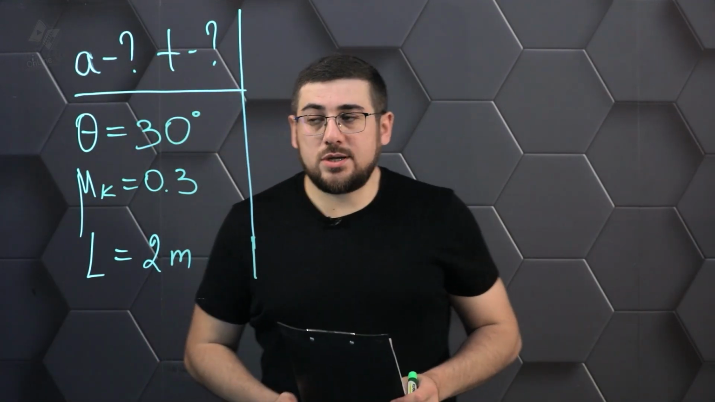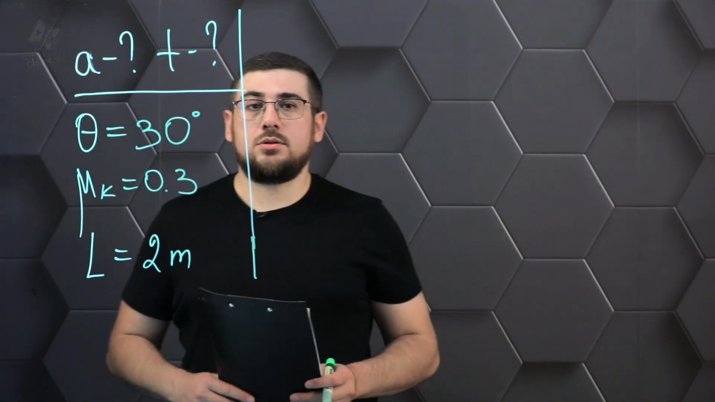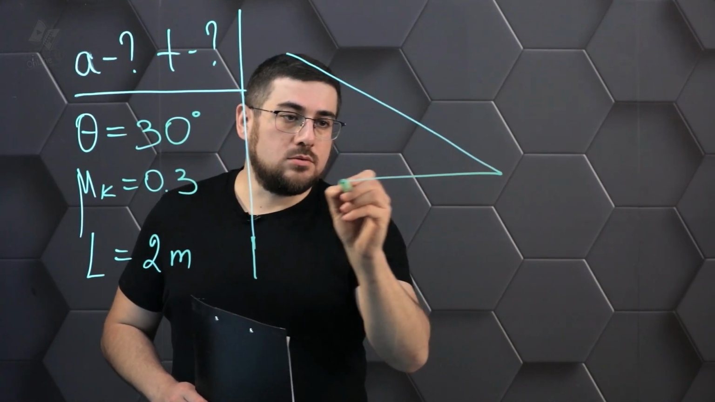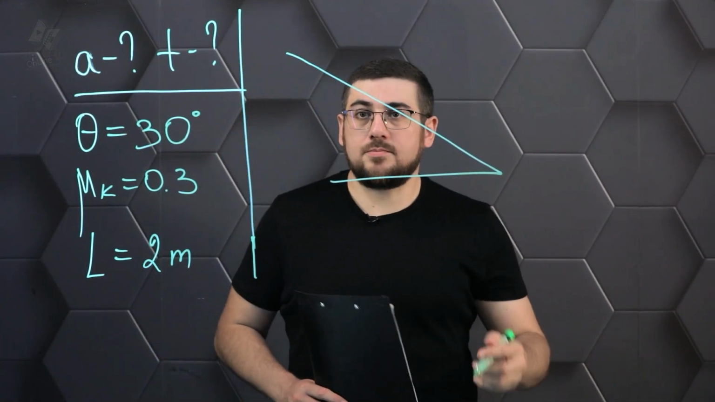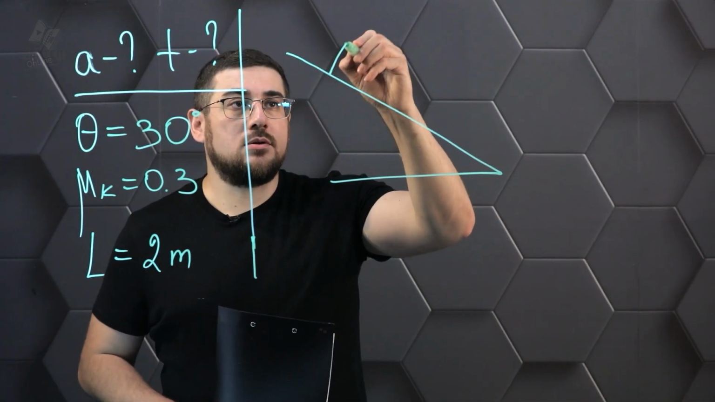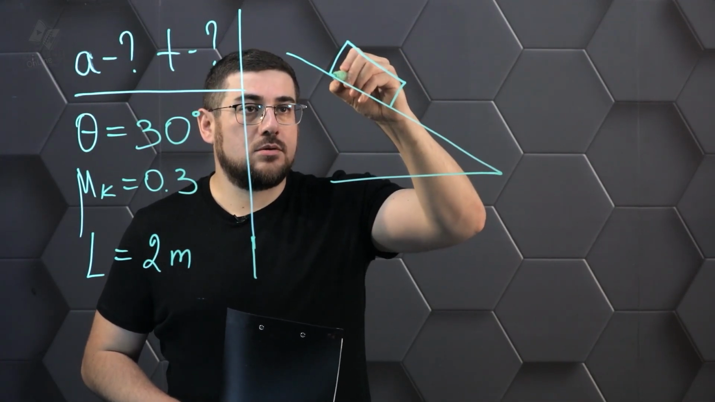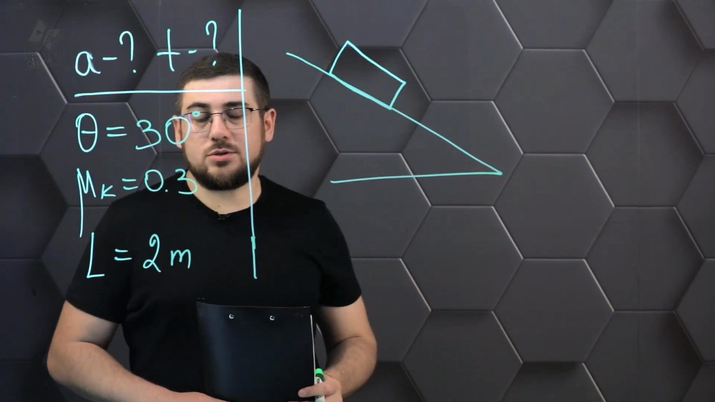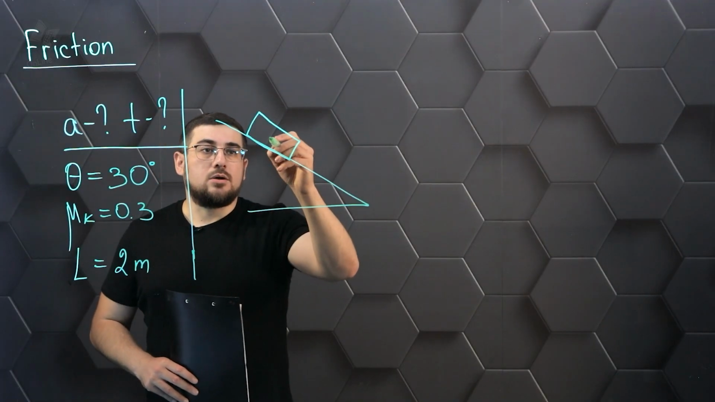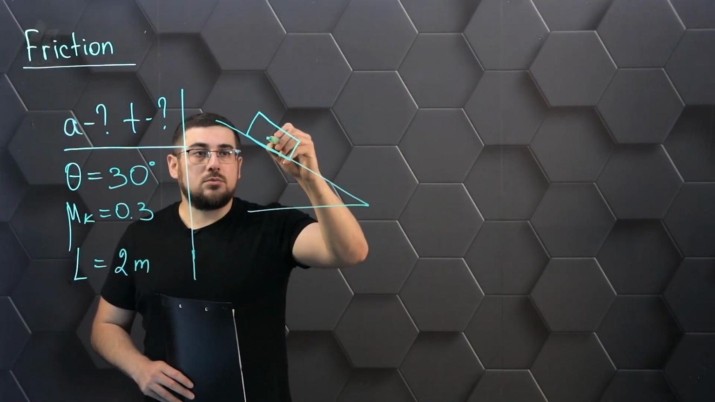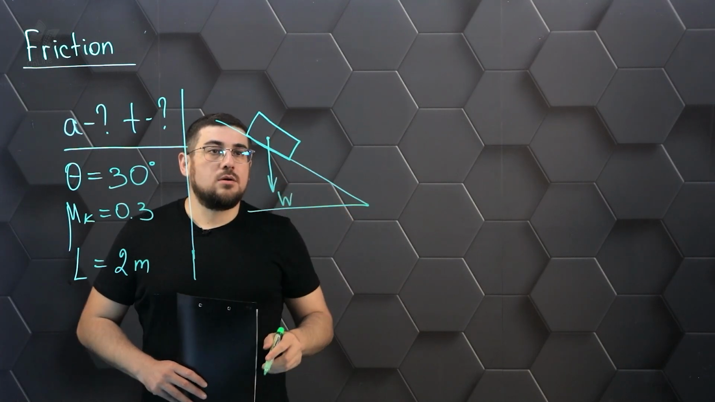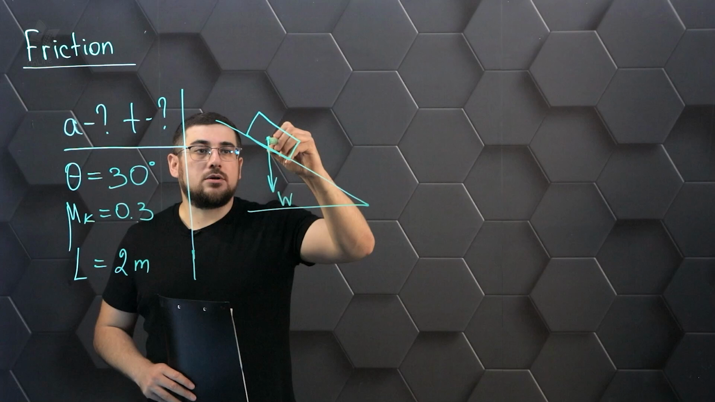To solve this problem, we will need a drawing to show how and in what direction the forces will act when it slips. And consider the laws that we will use in solving such a problem. The first force we will consider is the force of gravity acting on this bar. Next is the force of the support reaction.